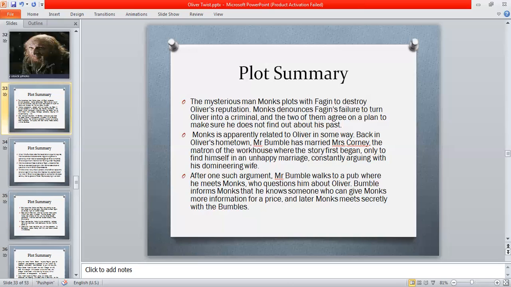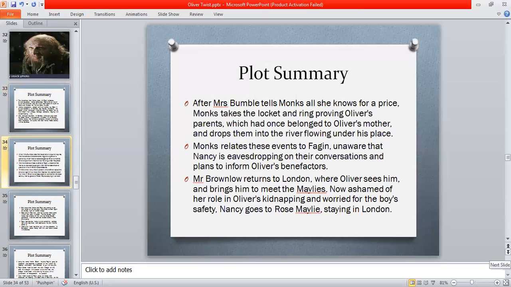After one such argument, Mr. Bumble walks to a pub where he meets Monks, who questions him about Oliver. Bumble tells Monks that he knows someone who can give Monks more information for a price, and later Monks meets secretly with the Bumbles. After Mrs. Bumble tells Monks all she knows for a price, Monks takes the locket and ring, proving Oliver's parentage, which had once belonged to Oliver's mother, and drops them into the river flowing under his place.